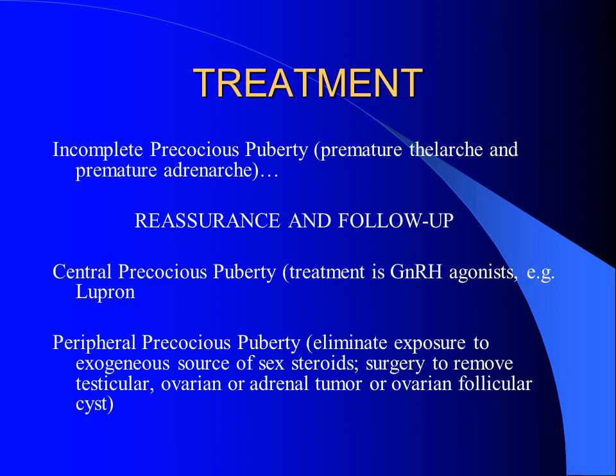Treatment. Incomplete precocious puberty, premature thelarche and premature adrenarche: reassurance and follow-up. Central precocious puberty: treatment is GnRH agonists, for example Lupron. Peripheral precocious puberty: eliminate exposure to exogenous source of sex steroids, surgery to remove testicular, ovarian or adrenal tumor or ovarian follicular cyst. Sometimes growth is straightforward, other times it is inconclusive.